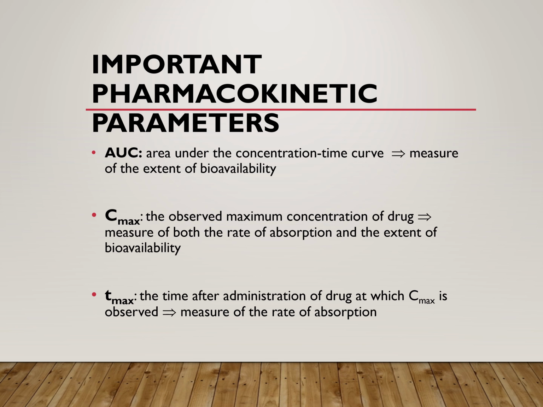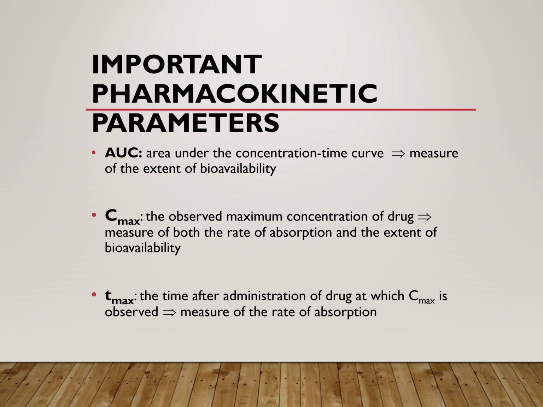Now I'm going to explain some important pharmacokinetic parameters. That is AUC, Cmax, Tmax. So, what is AUC? Area under the curve, which measures the extent of bioavailability, like up to what range the drug is available in the systemic circulation.